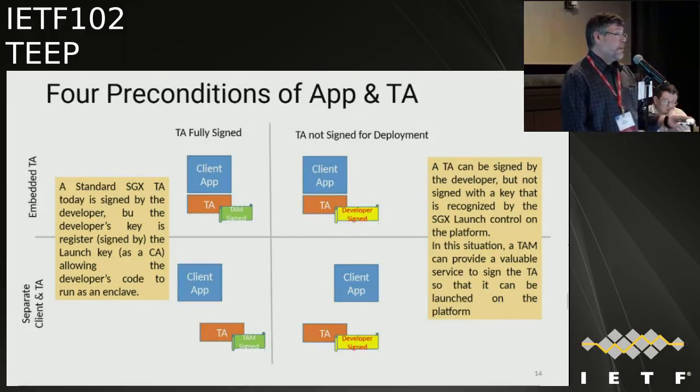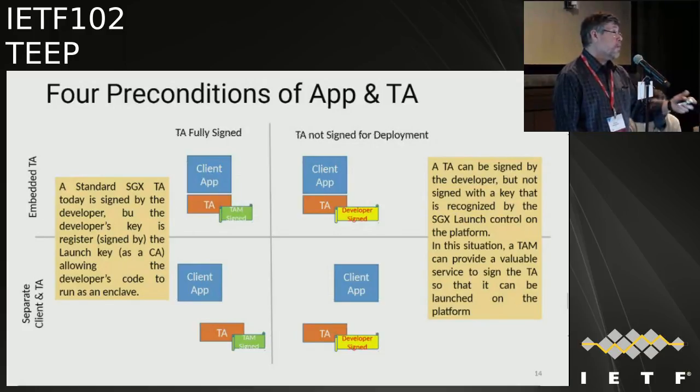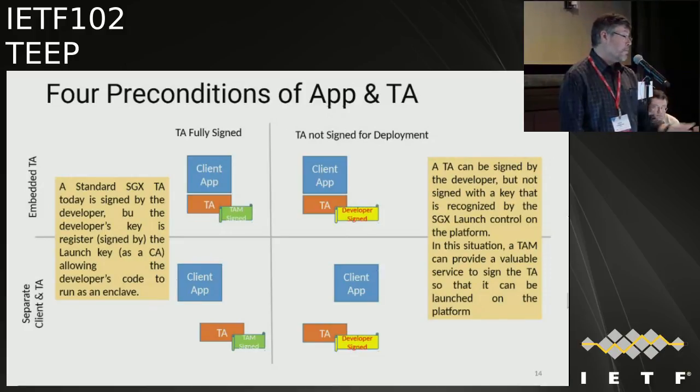On the right-hand side, the TA may be signed by an SP or developer, but it doesn't have the right signature for the platform. So this is where it might be interesting for the rich app or for OTRP to be able to send that bucket of bits that is the TA and say, hey, can you sign this for me so that I can run it on this particular platform? Along the bottom, you have the more common ways that we've been talking about TAs, where they're separate. And you could have the same kind of situation as well.